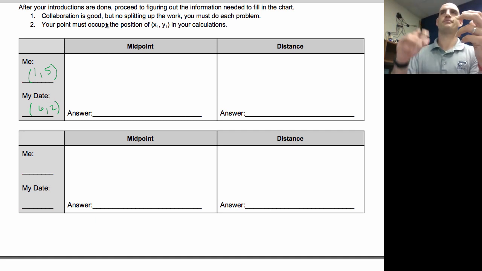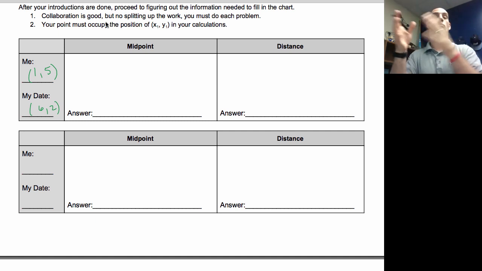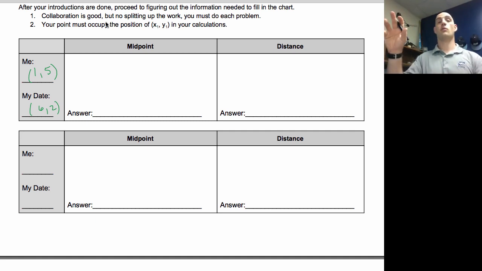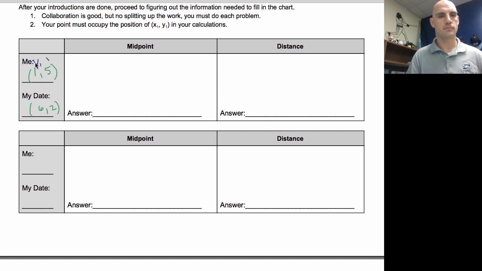One of the stipulations of the activity was the point that you are has to occupy the x1, y1 space. So hopefully what you see is, it doesn't matter if you put x1, y1 first or x2, y2 first, you should get the same answer. So what we're going to do is we're just going to find the midpoint and the distance. So if it helps you, you can label them x1, y1, x2, y2, if that helps you.